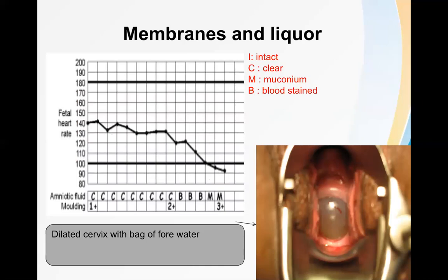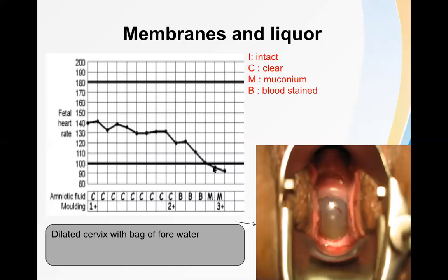Now, please focus on the amniotic fluid here. Till this time it is C, meaning the color of the amniotic fluid is clear. Now after this, B is blood stained. A bit of rupture can happen, blood stained, no problem. But here is M. What is the meaning of M? See this? Meconium. Meconium passed. Exactly. The baby has passed the meconium, but the baby is not yet delivered.